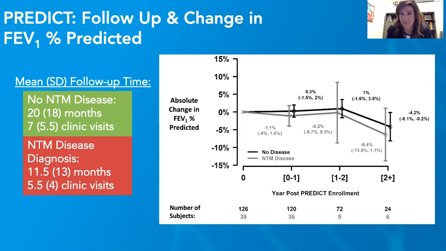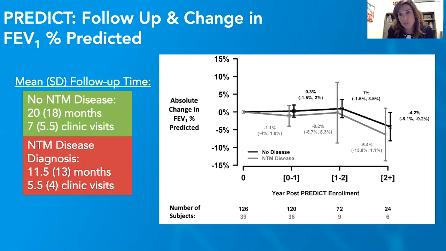If you look at the patients without NTM disease diagnosed, so that's the black line, these patients on average actually have slight improvement in their lung function for the first 1 to 2 years post-enrollment. After that, we do start to see decline in lung function in these patients as well.